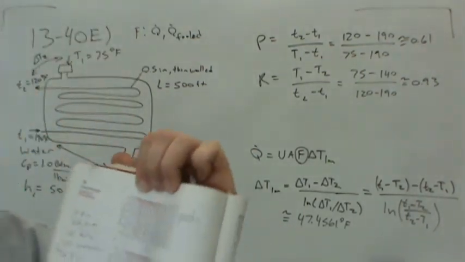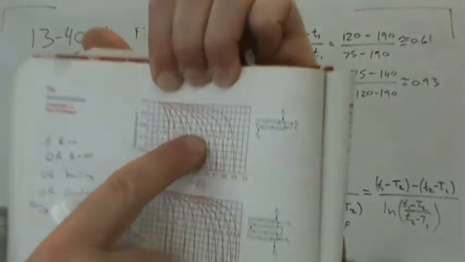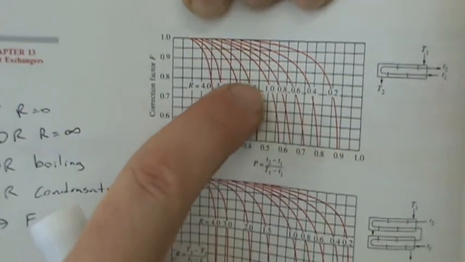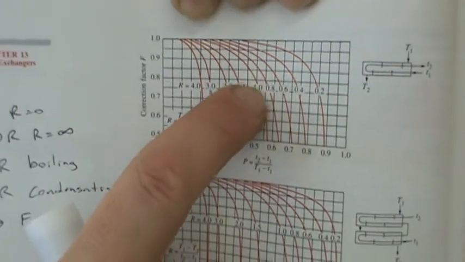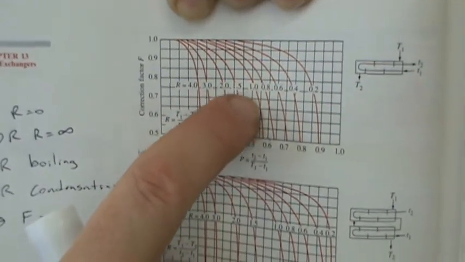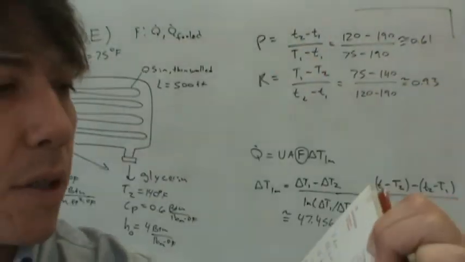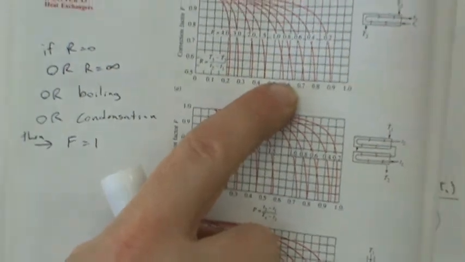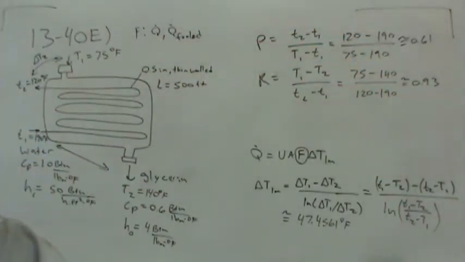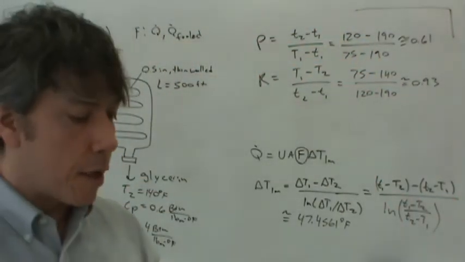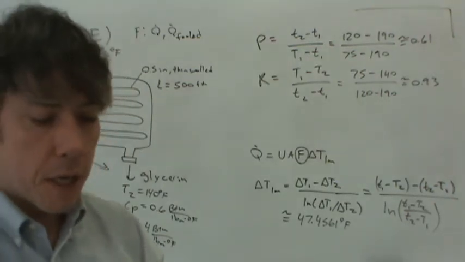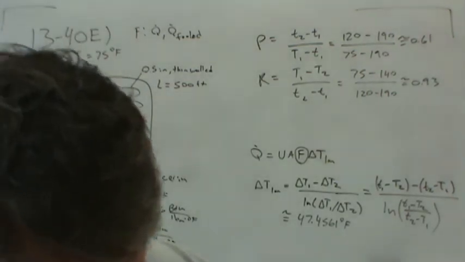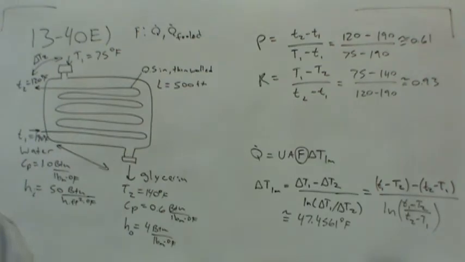R is 0.93. Now there's a curve for 1 and a curve for 0.8. Notice R tells us what curve we're on. But the problem is that curve gives out essentially before the 0.61. So basically what we have to do is, I would say, visually extrapolate this chart. Obviously this is not going to be terribly accurate, so it might be better to go with the effectiveness number of transfer units method.